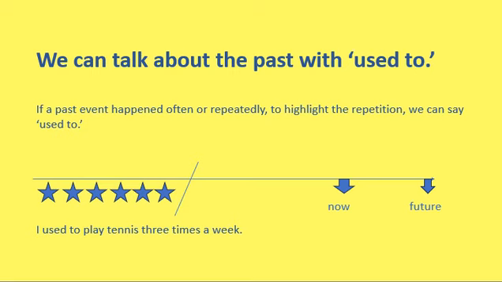You can see from the diagram that in the past, I used to play tennis 3 times a week. This was a habit that happened repeatedly over a long period of time. And you can also see that the sentence is no longer true. I don't play tennis now. So the past with used to talks about repeated actions or states which happened for a long time, repeated many times, but they are no longer true.